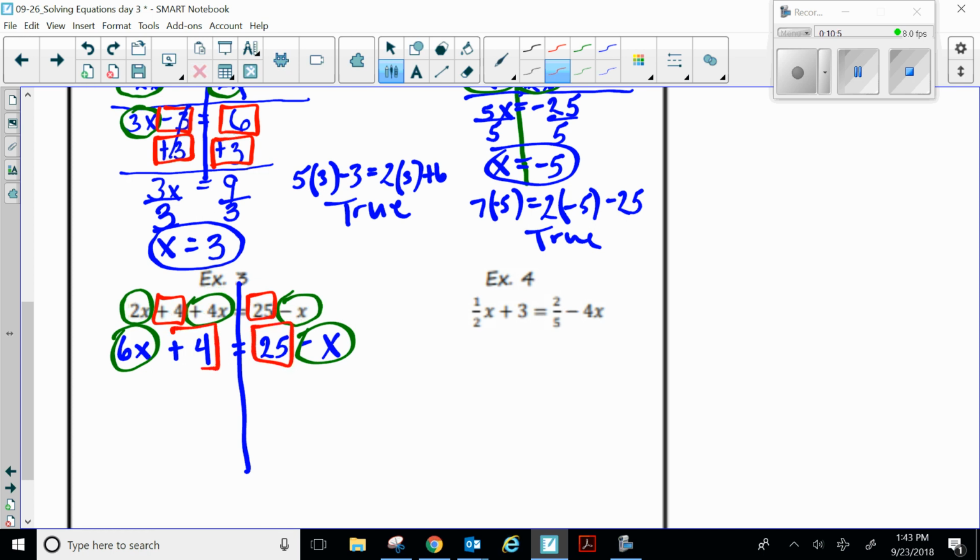My next step is to get my variable on one side. So I'm going to add the opposite. So I'm adding positive x to a negative x, which will give me 0. And I'm adding a positive x to a 6x, which will give me 7x. So now I have 7x plus 4 equals 25. And I want to make sure I added those x's to the right places, so I'm going to go back and circle to make sure my symbols are in the right place.